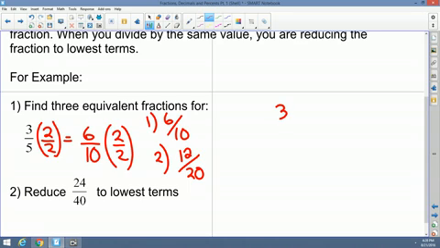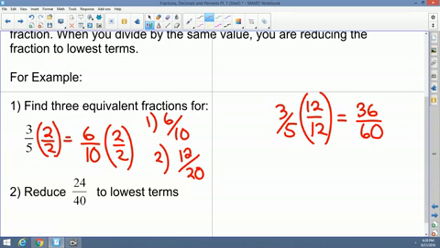Or I could start with my original 3/5, and this time, let's say I want to multiply by 12 over 12. Well, this will give me 36/60, which again is my third equivalent fraction to 3/5. Because you simply have to multiply or divide the same number to both the numerator and the denominator. Okay? I could not divide anything from 3/5 in this case, of course, because they're both prime numbers and I can't divide anything out except for 1.